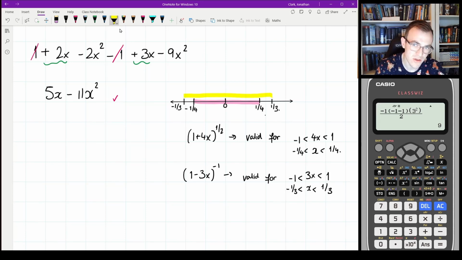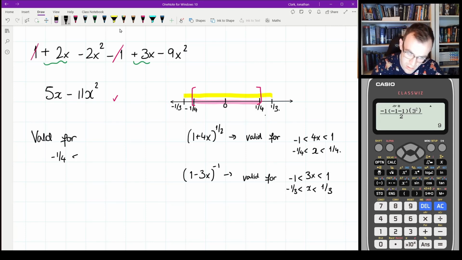Okay, so the range for which they're both valid at once is just here. So it's just the smaller range out of the two. That's the validity. And that's my first question out the way. Cool.